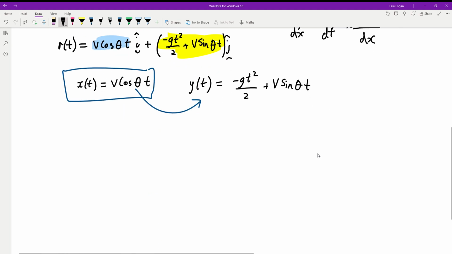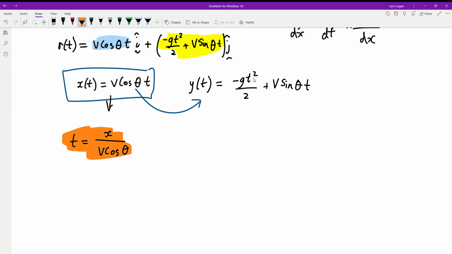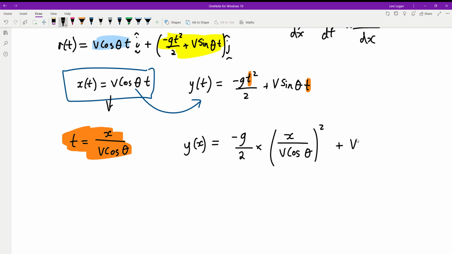At that vertex, we wouldn't know what that t is though. So substituting, let's use a different color now. We're going to make t the subject, so rearrange this one so you get t is x on v cos theta, and then we're going to plug this into the equation. So you'll place it here and place it here. So now you get y of x is negative g on 2 times this all squared, so (x on v cos theta) all squared, plus v sine theta multiplied by x on v cos theta.